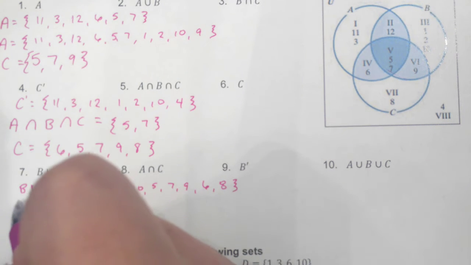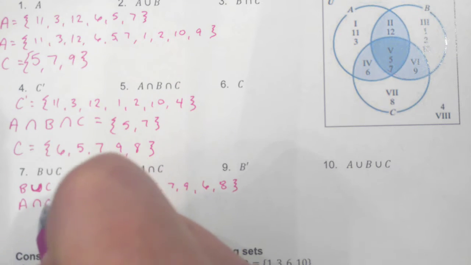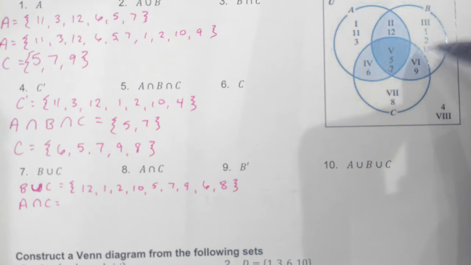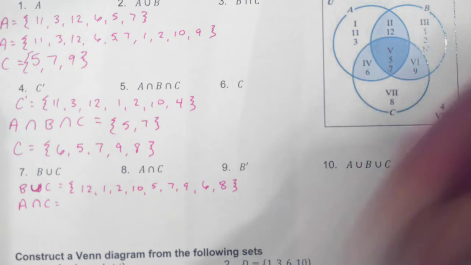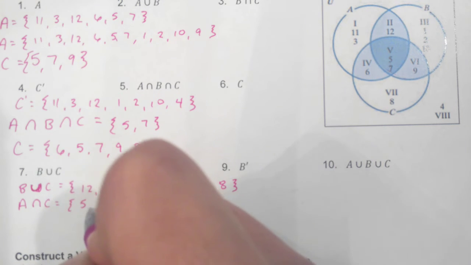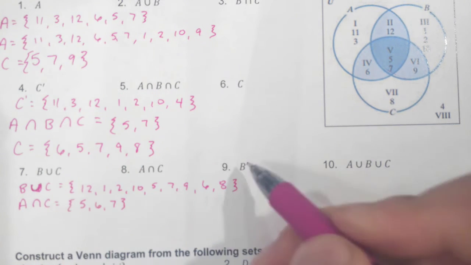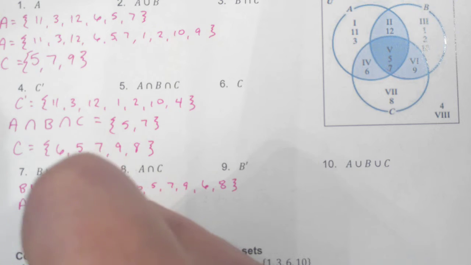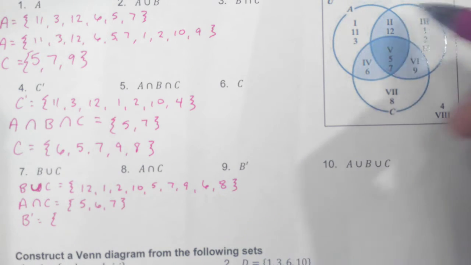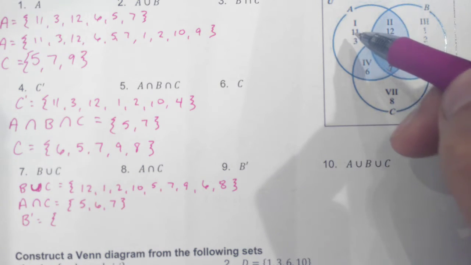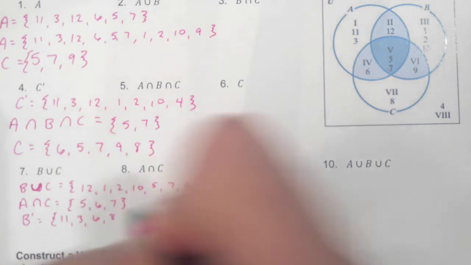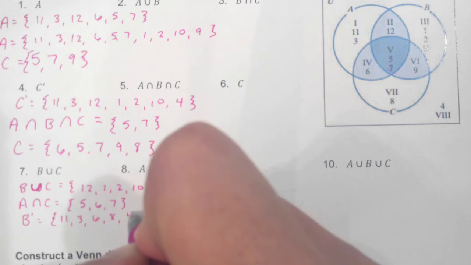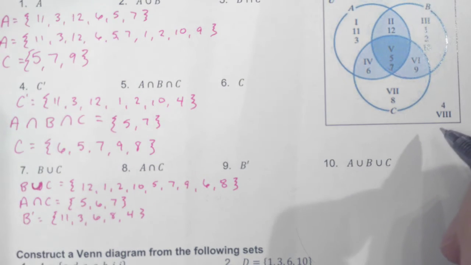Number 8 is the intersection of A and C. Remember, intersection is literally their intersection. So where do these two circles line up? Right here. Where do they intersect? Right there. 5, 6, and 7. Number 9 is the complement of B. So those are the things that aren't in B. What's not in B? 11, 3, 6, 8, and 4. Don't forget about that thing that's not in any of them.